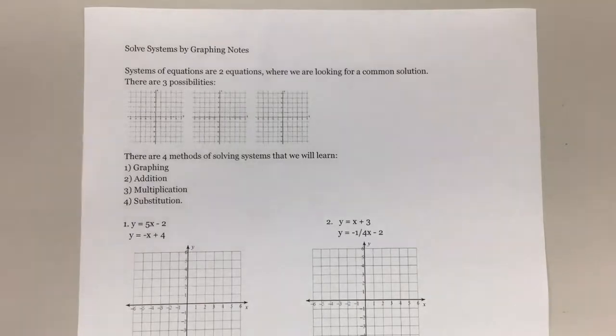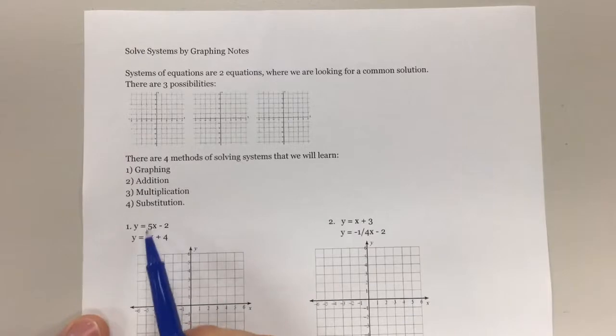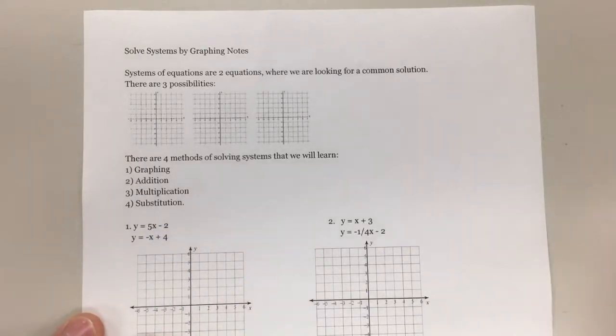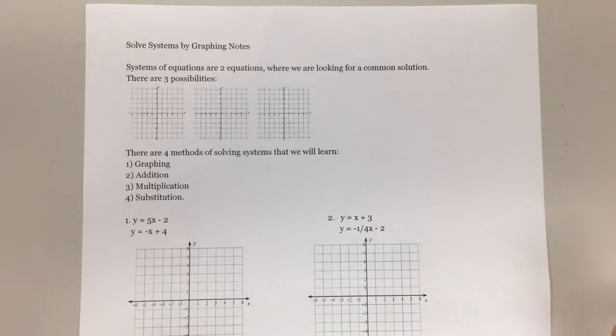Now we finally get to the part of the chapter that this chapter is all about, and that is solving systems of linear equations. A system of linear equations is simply two equations given to you together. And the goal is to figure out if there is a solution to the system. A solution to a system of linear equations is simply the point where the two lines cross.